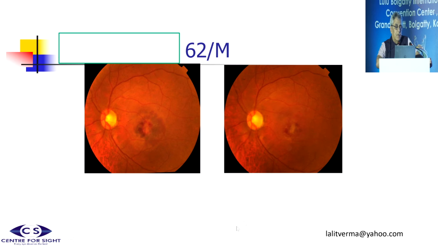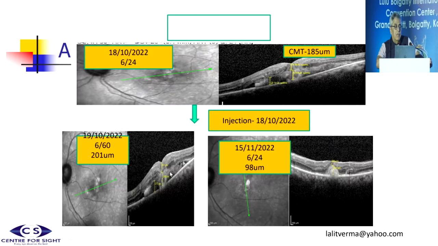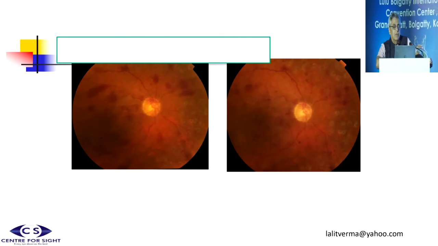This was a patient of ARMD, CNVM, wet kind of ARMD. And you notice this central macular area where you have type 2 CNVM with thickness of nearly 200, and this patient received an injection, and on the first day itself there was some effect, and then subsequently, if you notice, this SRM material has got organized, and the thickness was around 98 and vision was 6x24.